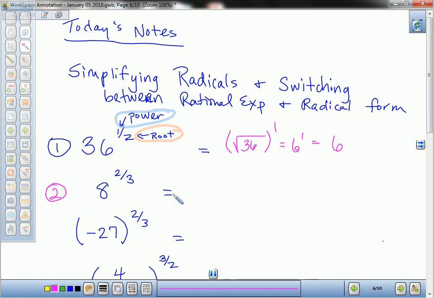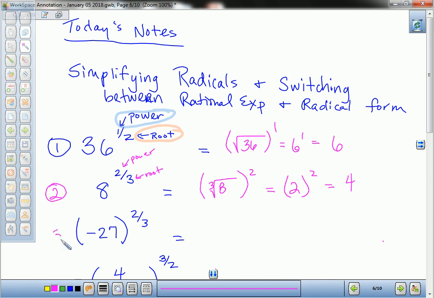Okay, example 2. The top number is our power, the bottom number is our root. With a rational exponent, the numerator is your power, the denominator is your root. So 8 to the 2/3 would be rewritten as the cubed root of 8, because this is our root, this is our power, the cubed root of 8 squared. Well, the cubed root of 8 is 2, and 2 squared is 4.